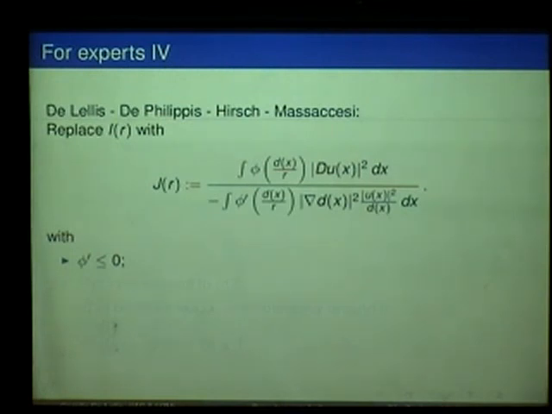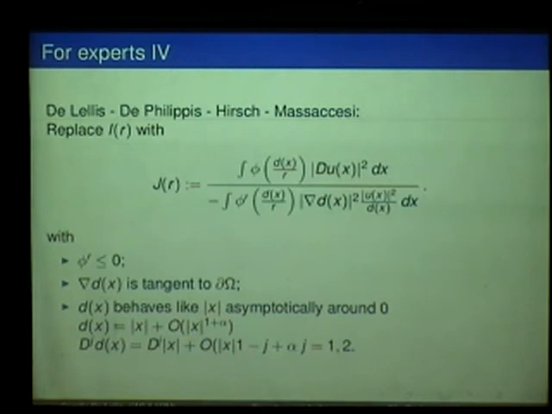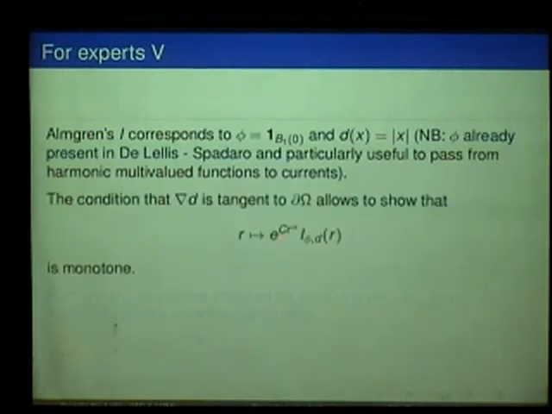Now, what is d? d is like a distance function from the origin. First of all, I want the gradient of d to be tangent to the boundary of omega. And then I want d to behave like the modulus of x, asymptotically around 0. Behaving asymptotically like modulus of x means it's modulus of x plus a higher order perturbation, which goes to 0 as a power slightly faster than 1. And you need this not only for the function d, but also for the first and second derivatives. Now if you have this object with these conditions, then the conclusion is that this quantity is monotone.